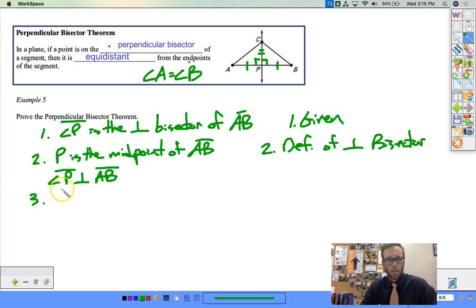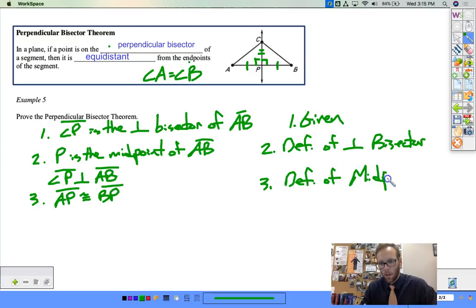P was the midpoint. That means AP is congruent to BP, definition of midpoint. For perpendicular, actually we want both of those to be right angles. So instead of using the definition of perpendicular, we had a theorem that said if two lines are perpendicular, then they intersect to form 4 right angles. So I'm going to say angle APC and angle BPC are right angles.